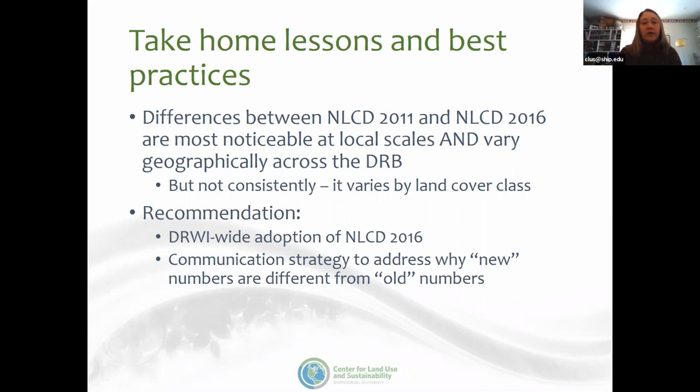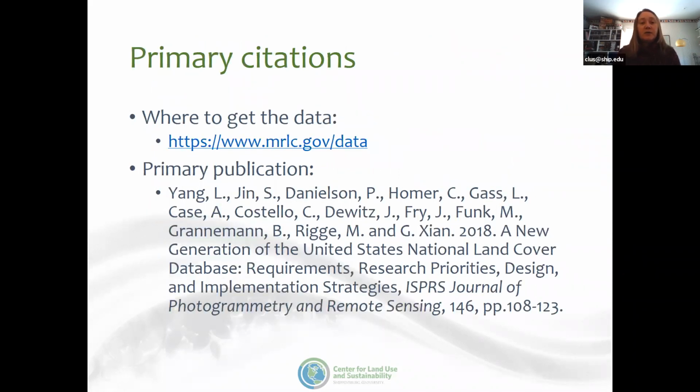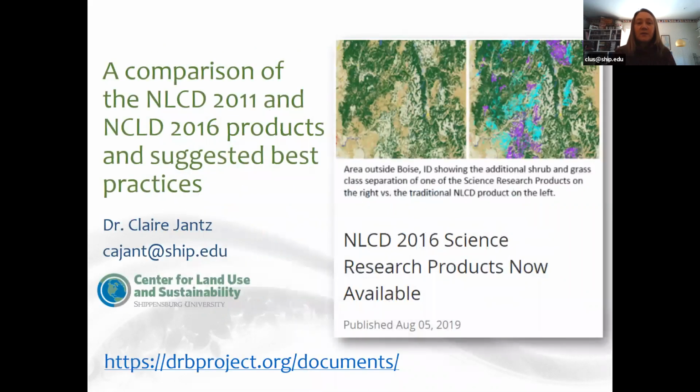So if you want to know where to get the data, you can go to mrlc.gov/data and download it there, subset it for the Delaware River Basin, and start moving. And if you want to read the science behind it, this is the primary publication that describes this new product. So that is all I have in terms of summarizing the differences.